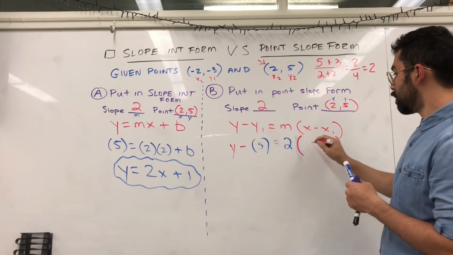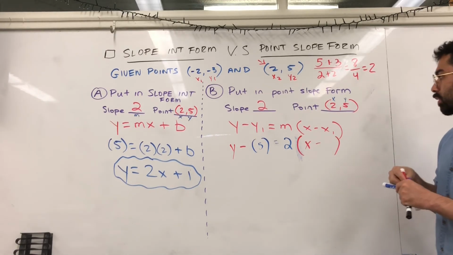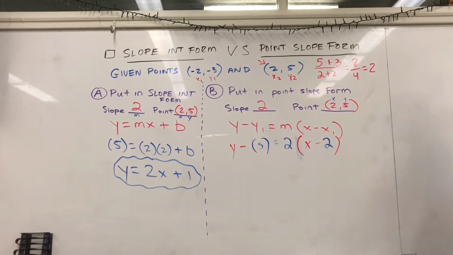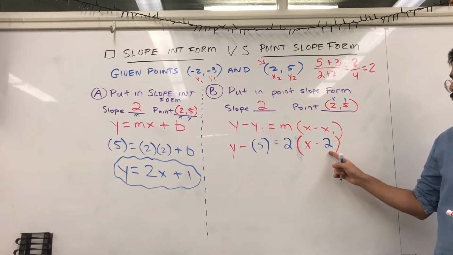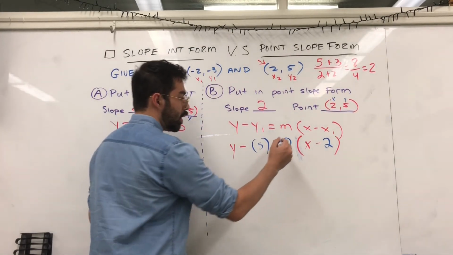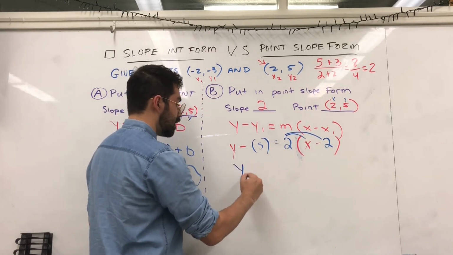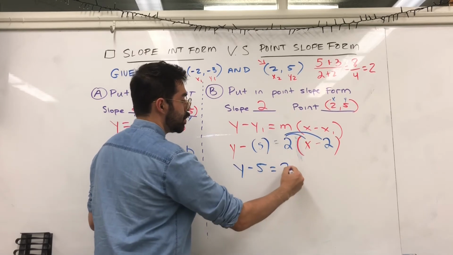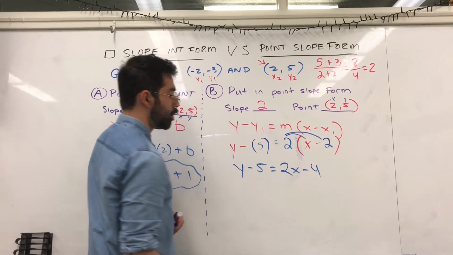Our x stays as x, minus x1, which is simply just 2 in this case. So all I did was plug in our slope and the point that we're dealing with for y1 and x1. Now we just need to simplify just a bit more. I'm going to use my distributive property right here. That's y minus 5. 2 times x is just 2x. 2 times -2 is simply -4.